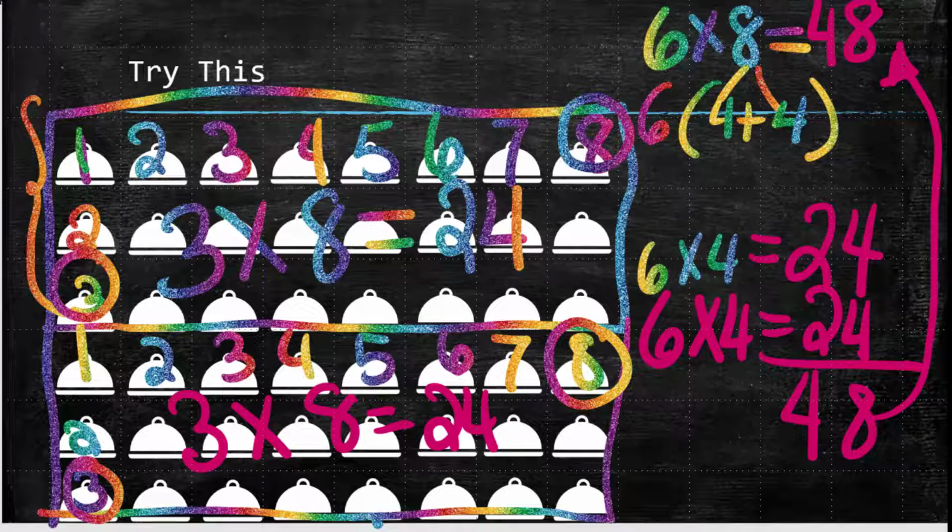Again, we're adding 24 plus 24. Still getting the same answer as 48. Can't escape it. Same answer. So 6 times 8 is 48.